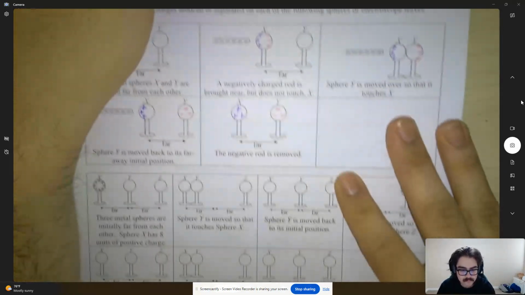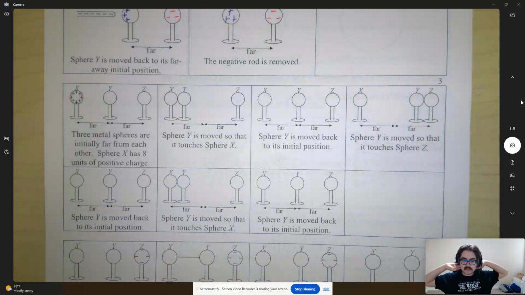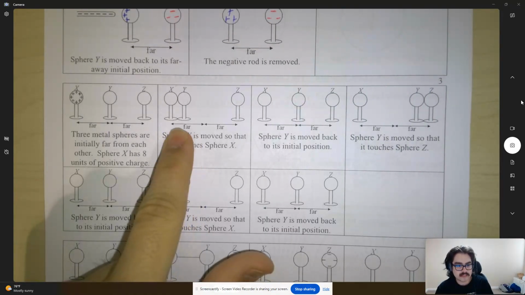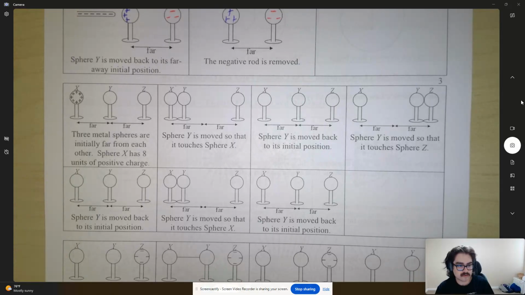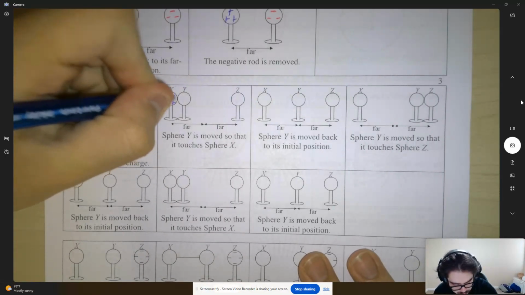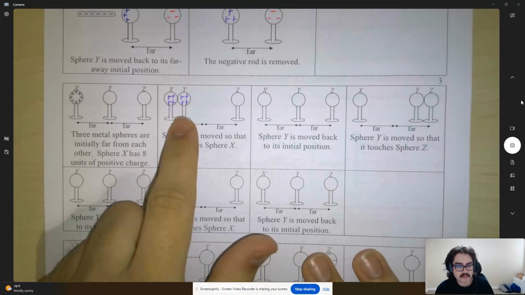Okay. We've got three metal spheres. Sphere X has 8 units of positive charge. When we bring Y to touch X, these charges are going to split equally because the spheres are identical. You'll see later, I think in Unit 9, where it's not always going to be an equal split of the charge. Okay. So they get the charges equal.